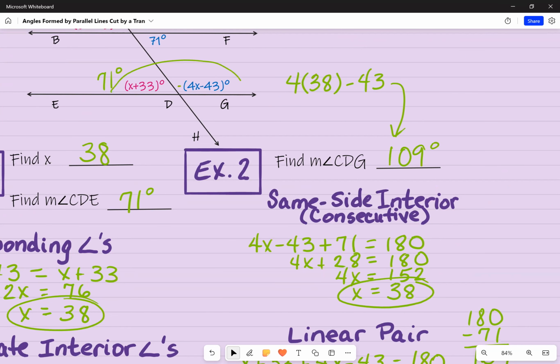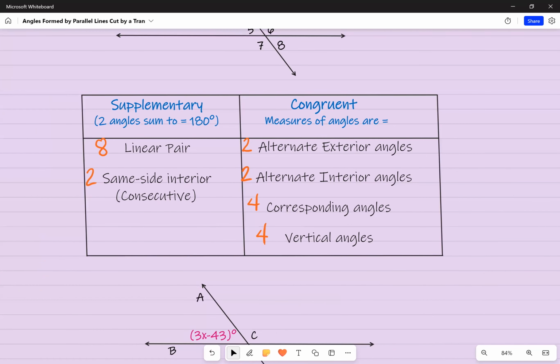And if you go back and double check to make sure which angles you're working with, these are your only two choices.